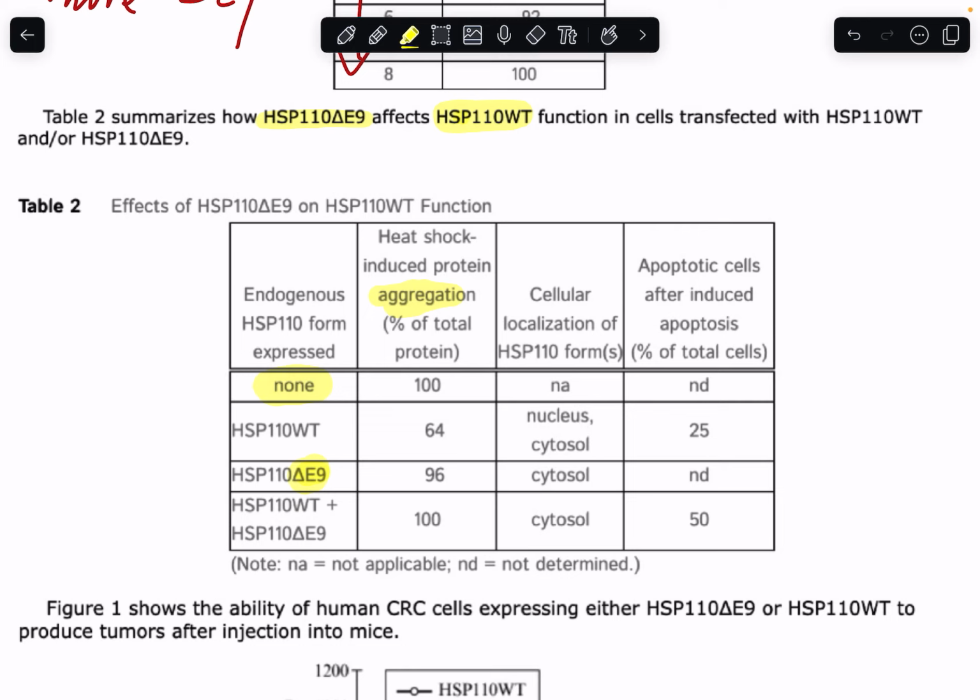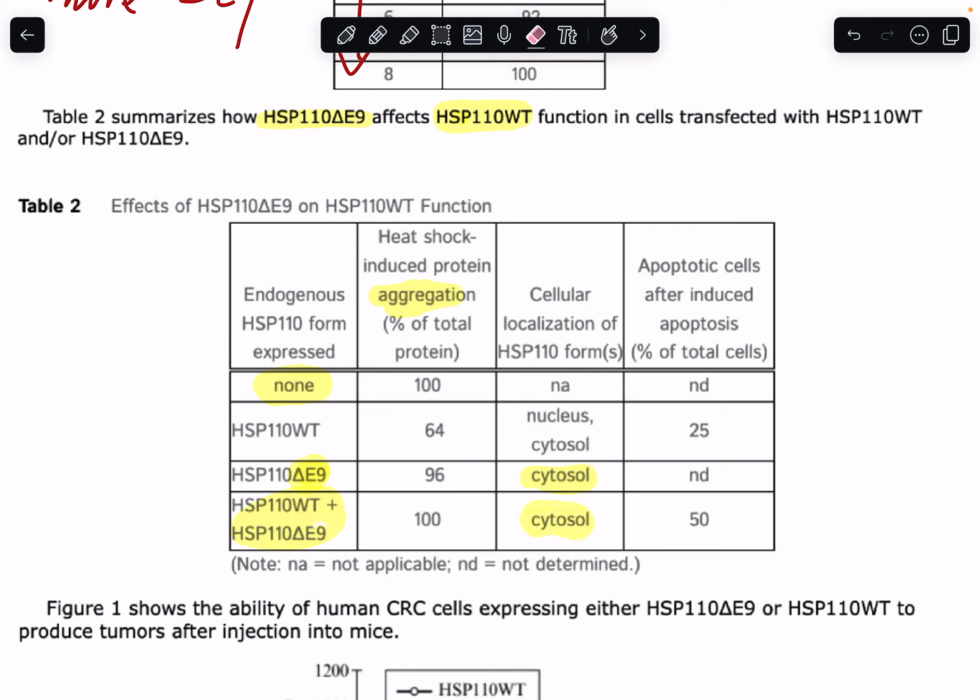I have nothing. I have nothing at all, okay? But I think we need to focus more on a comparison of the wild type and the mutant one, right? So let's see the cellular localization. When I have the wild type, I have more localization, and when I have the mutant one, I'm only doing the localization in the cytosol, right? And when I have both, I also have localization in the cytosol only.